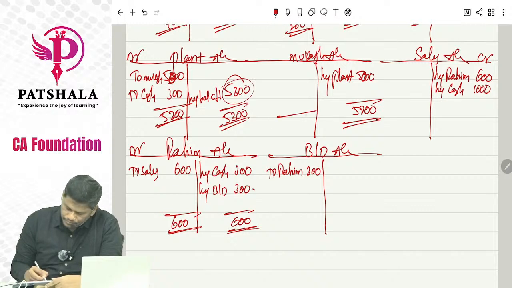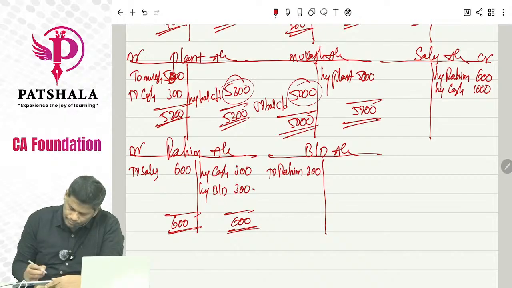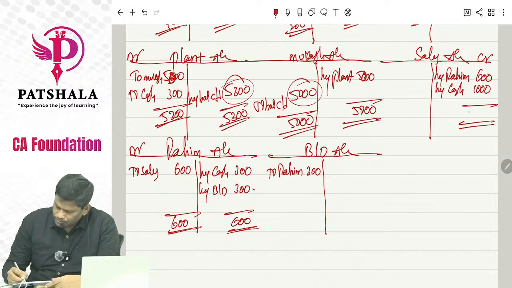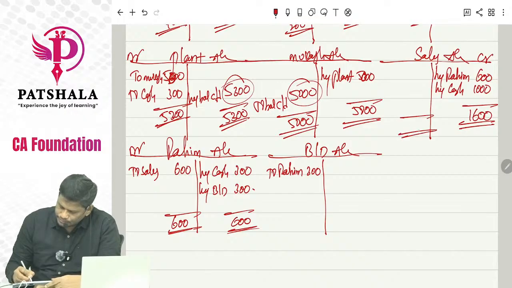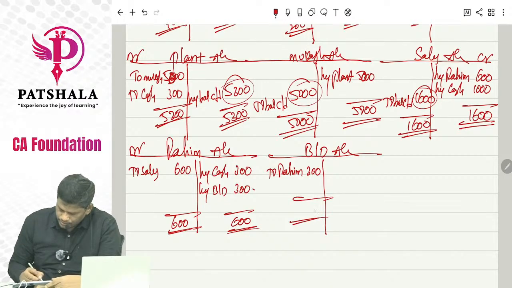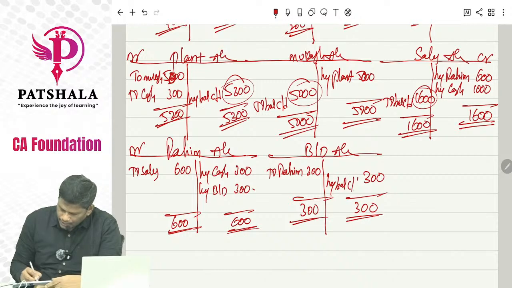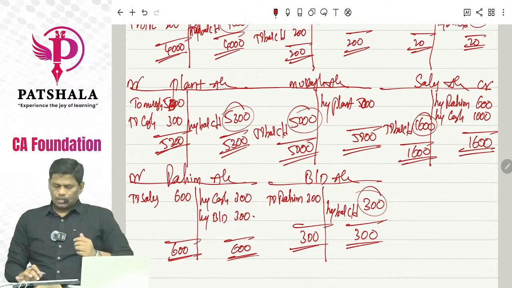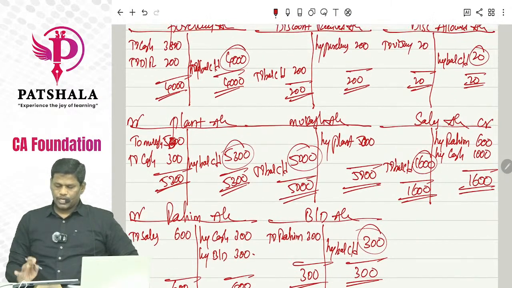5,000, 5,000, 5,000. To balance carried down. Sales 1,600, 1,600, 1,600. To balance carried down. Rahim already closed. Bad debts 300, 300, 300. By balance carried down. Which is the way? How do you close?